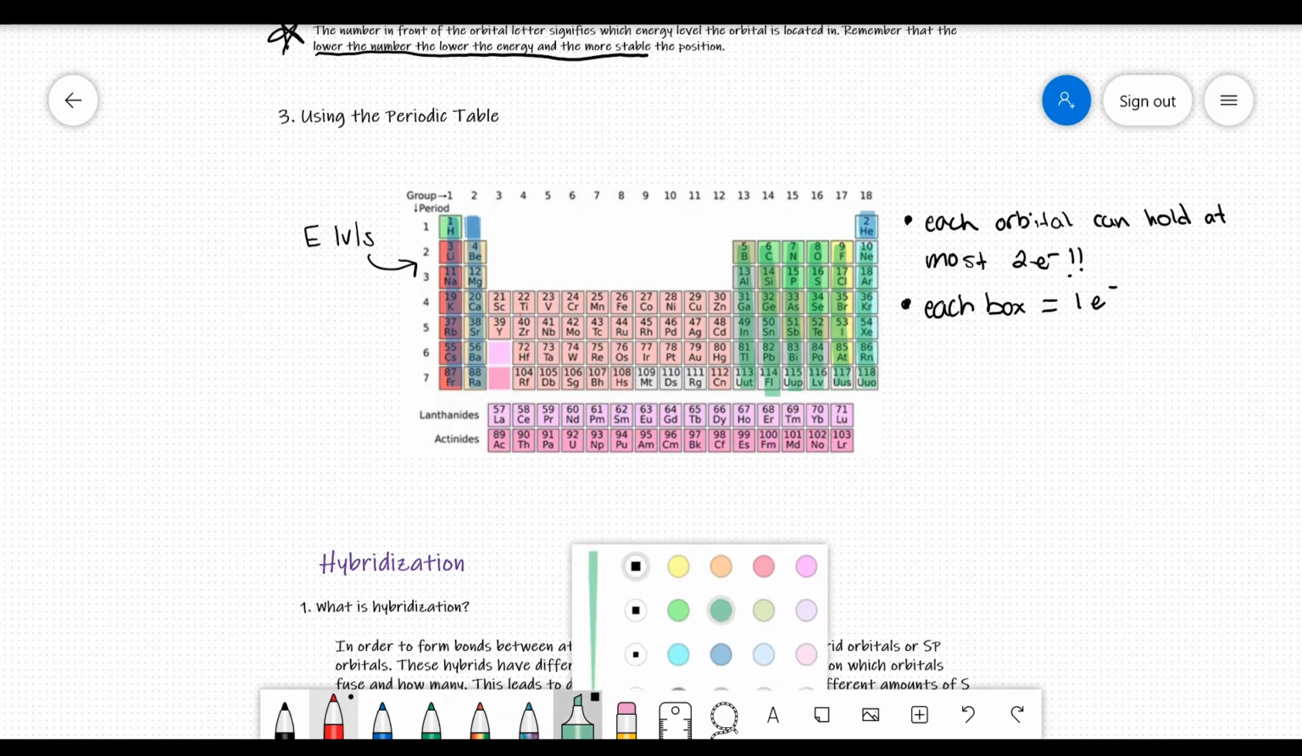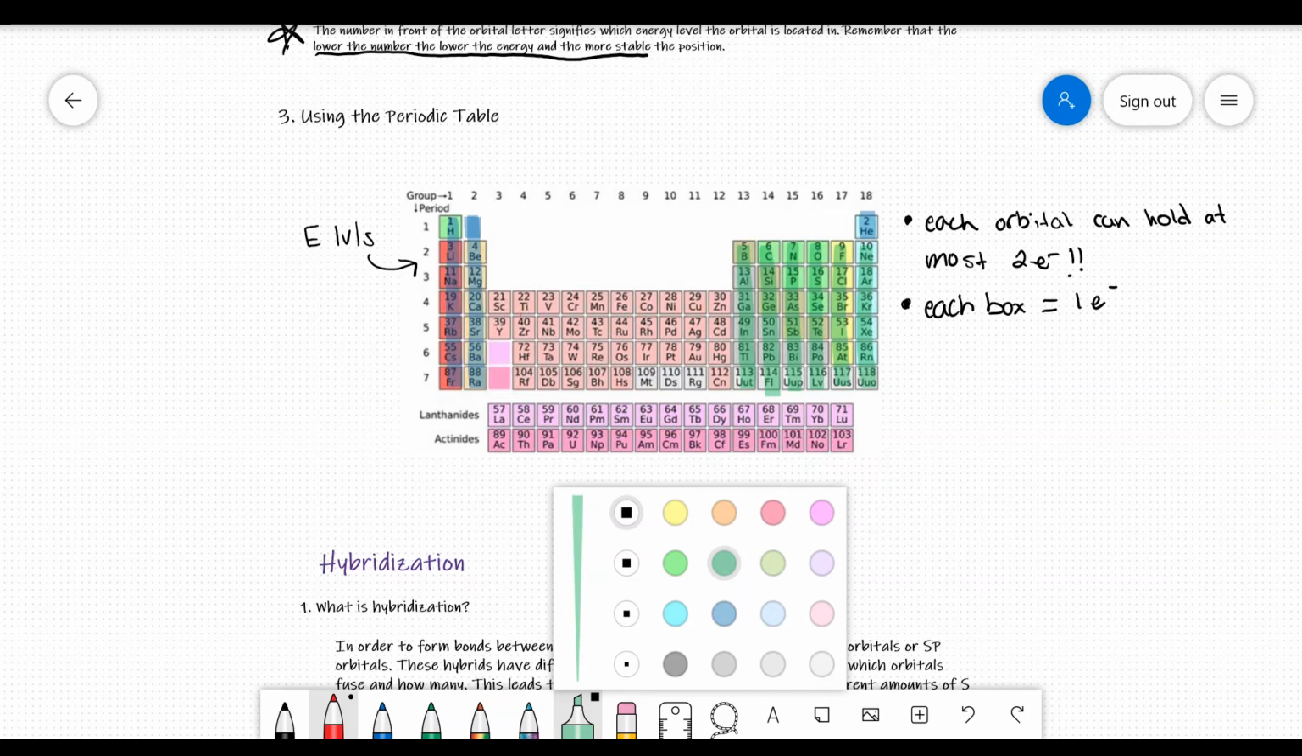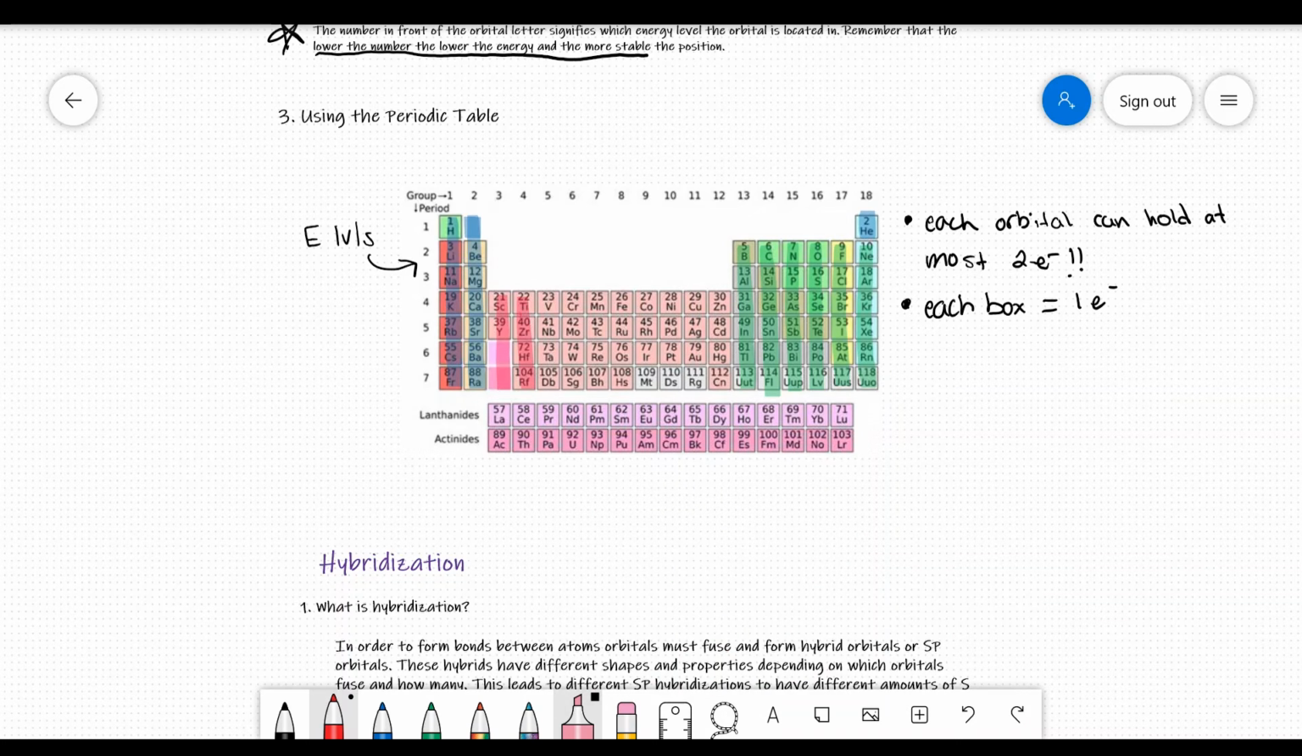And then finally, we need our d orbitals. This should be pretty easy to spot. It's going to be 10 boxes next to one another, right here in the middle with our transition metals. 5, 6, 7, 8, 9, 10.